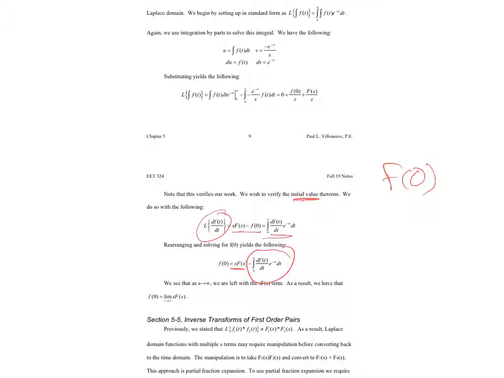If I allow s to approach infinity, then that term goes away. So f of 0 is equal to the limit as s approaches infinity of s F(s). Whatever my function is, I allow s to approach infinity, and I actually have my initial condition.